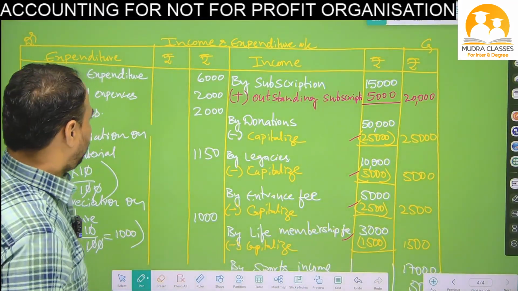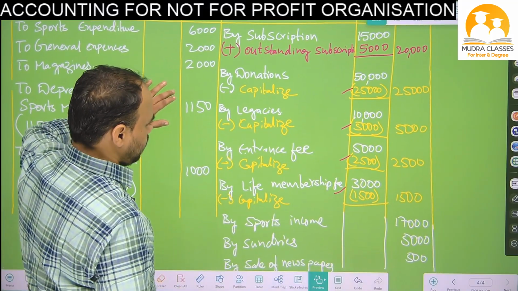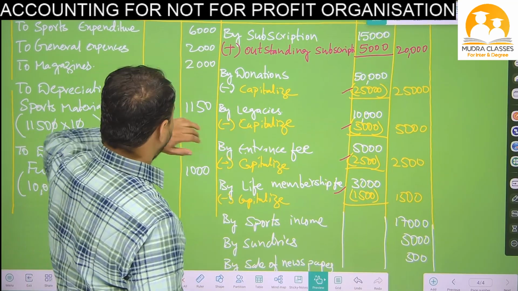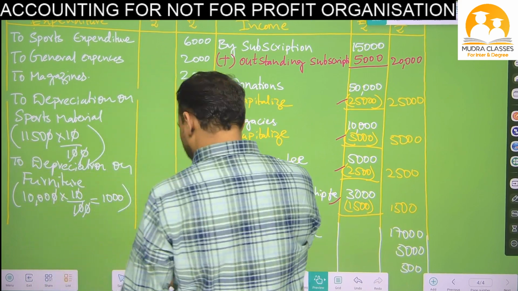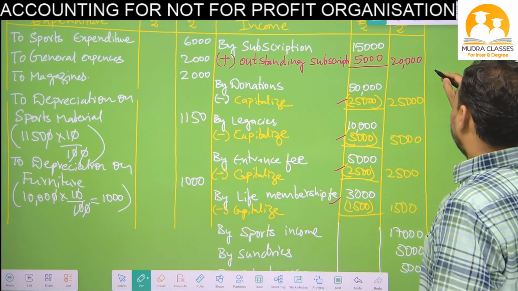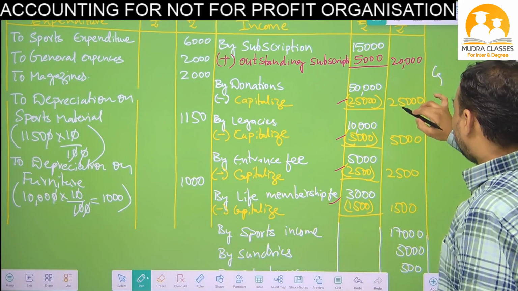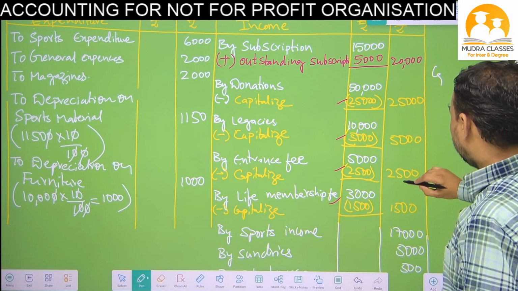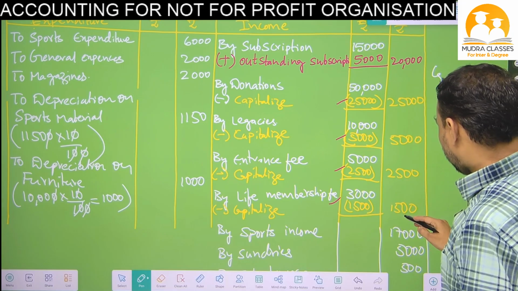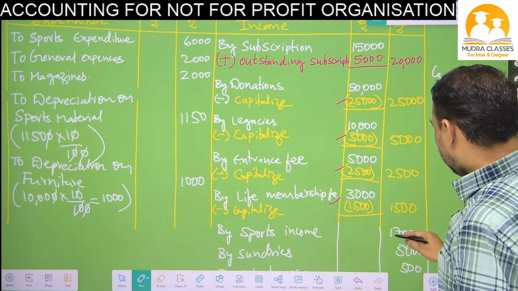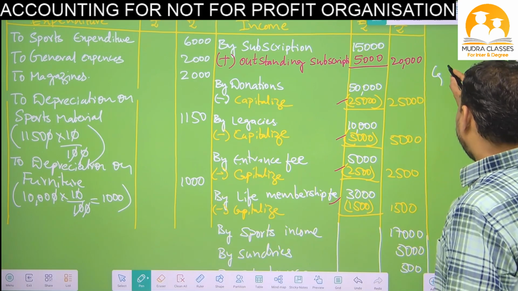Now we have to do the total. Okay, let's see. First we will do the credit side total. So 20,000, the credit side total I will write down here. Okay, 20,000, 25,000, 45,000, 50,000, 54,000, 61,000, 71,000, 76,500. So credit side total is 76,500.